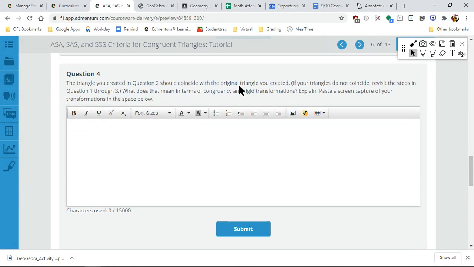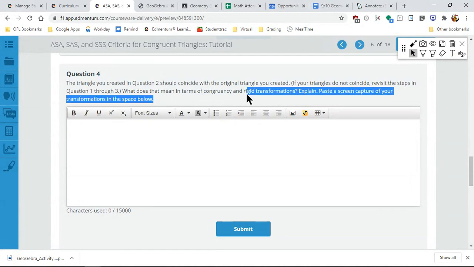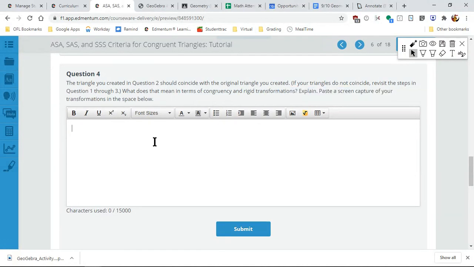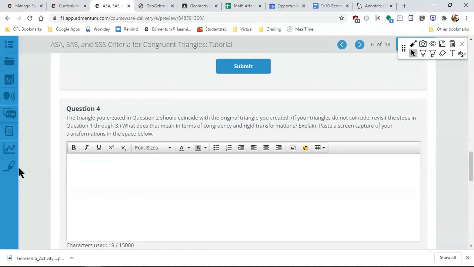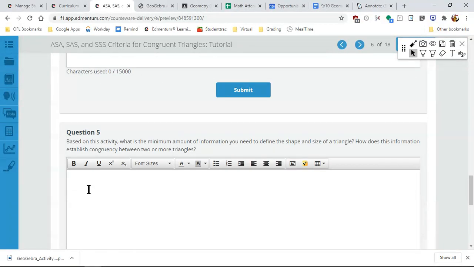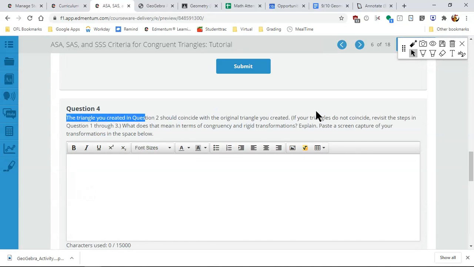The triangle you created in question 2 should coincide with the original one. Explain it, copy and paste your image. So what does this mean in terms of congruency and rigid motions? We're going to talk about what I was going to write later. What does this mean if they coincide perfectly? So they did coincide perfectly.